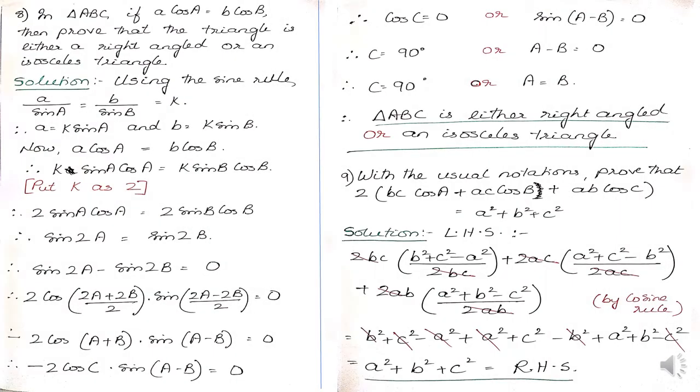Now, the next sum, that is in triangle ABC. If A cos A is equal to B cos B, then prove that the triangle is either a right angle triangle or an isosceles triangle. Now, this is a very important sum. You have to practice this properly in the notebook. By the way, all the sums have to be done in the notebook.